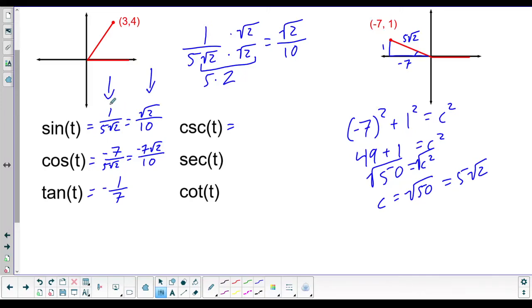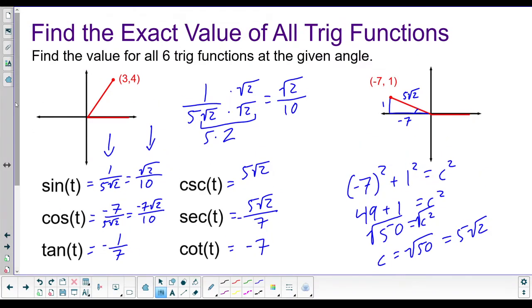So if I flip this over, it would be 5 radical 2 over 1, but we don't need to write over 1. Cosine being flipped for secant would be 5 radical 2 over -7. And then tangent is going to simplify to just -7. And that's how you are going to find the exact value for your trig ratios, given some random angle with a goofy endpoint.